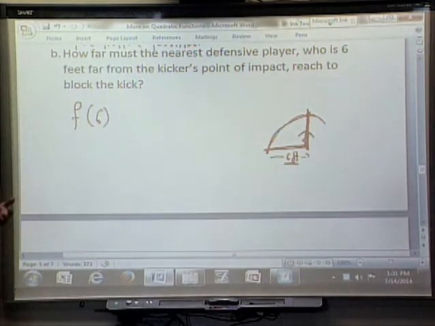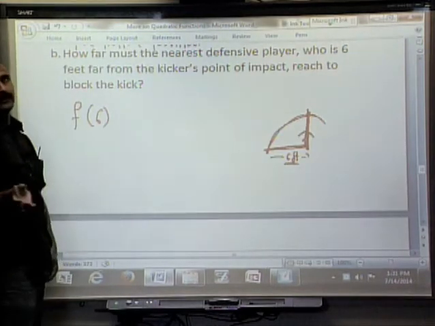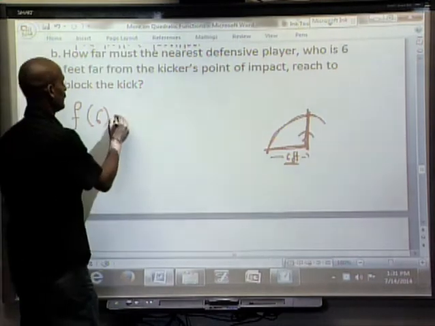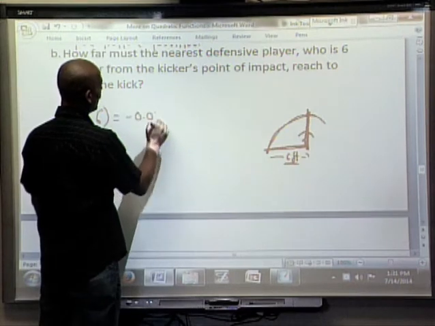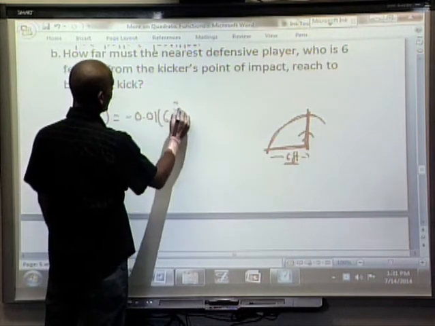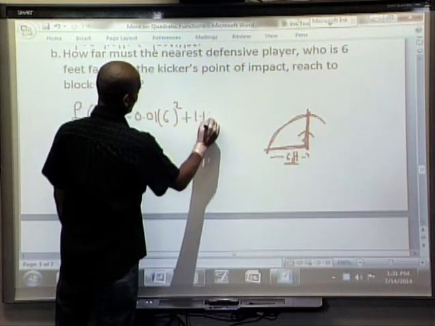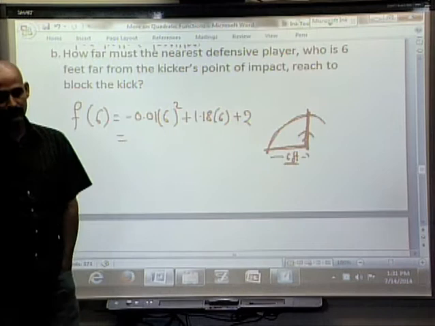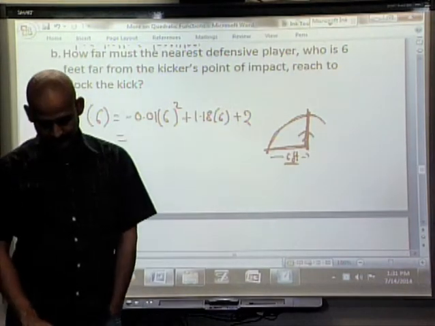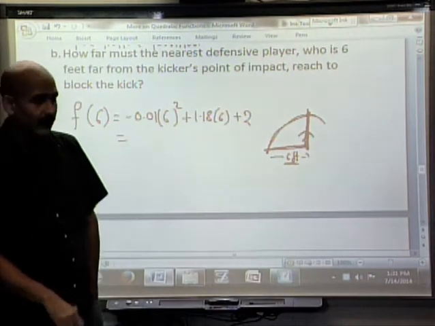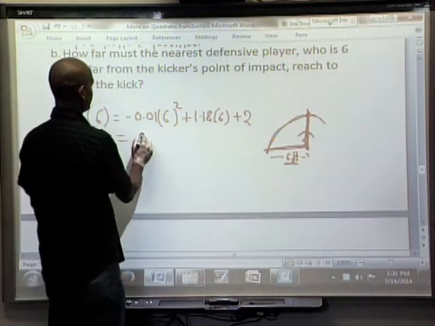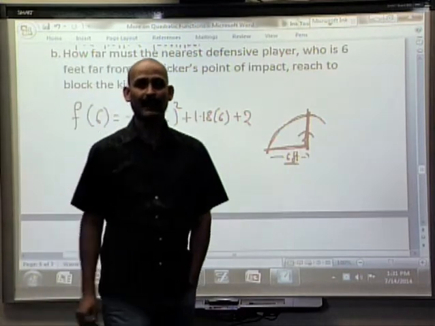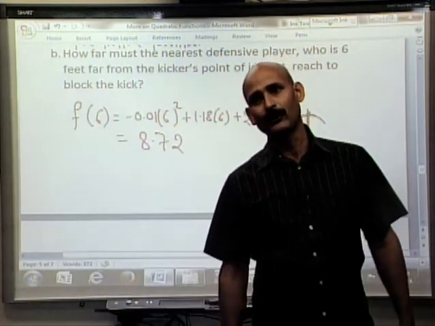X is 6. f of 6 is the y value, f of 6 is the height of the ball, 6 feet from the point of start. So, according to our formula, negative 0.01 times 6 squared plus 1.18 times 6 plus 2. If we do this calculation, we will get 8.72 feet. So, not a difficult job.